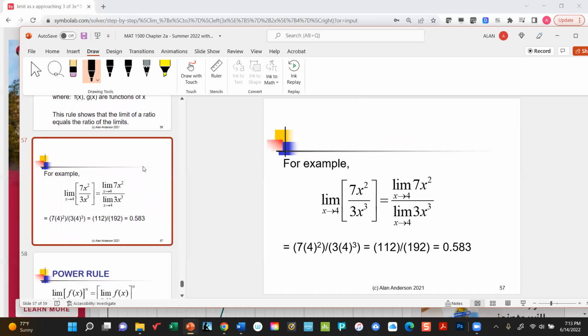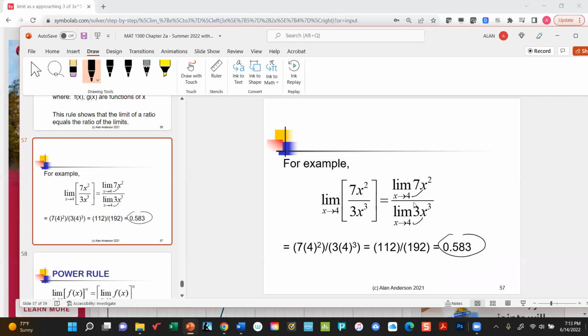All right, here's a good example. The limit as x approaches 4 of 7x squared over 3x cubed equals the limit of 7x squared over the limit of 3x cubed. And once again, we simply plug these in, and we end up with 112 over 192, or you can write that as 0.583.